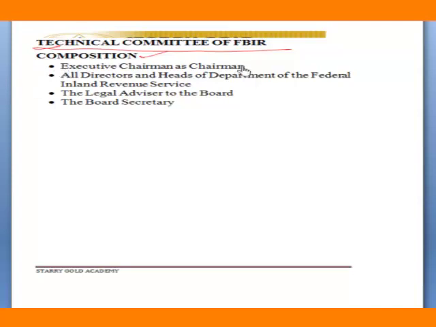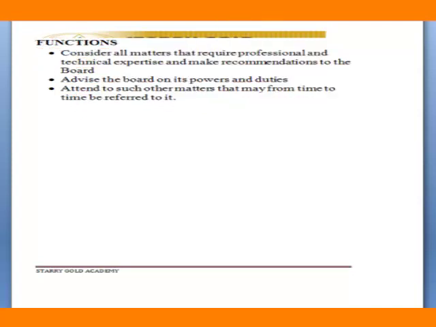Executive Chairman as Chairman, composition, all directors and heads of department of the Federal Inland Revenue Service, they're all members, the legal advisor to the board and the board secretaries. These are the members of the Technical Committee of the Federal Board of Inland Revenue. Their functions. What are their functions?